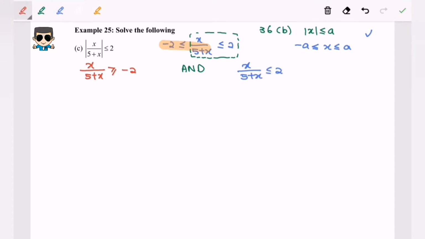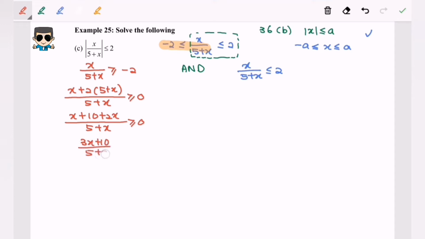Now I'm going to focus on the left hand side. I'm going to transfer the negative 2 from the right to the left. At the same time, I'm going to equate the denominator. So (x plus 2)(5 plus x) over 5 plus x greater than or equal to 0. Next, I'm going to expand: x plus 10 plus 2x over 5 plus x greater than or equal to 0. Simplify: 3x plus 10 over 5 plus x greater than or equal to 0. Since this is the simplest form, it's the moment to identify the sign. In this case, we are going to select the positive.